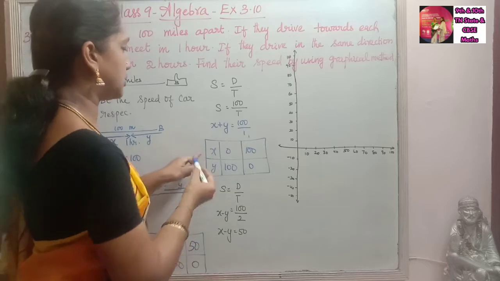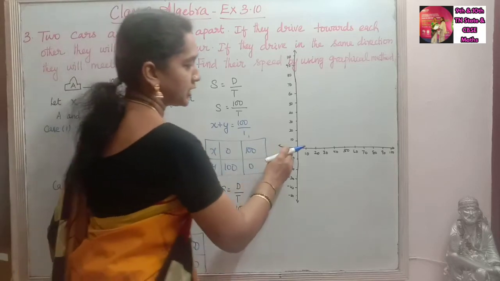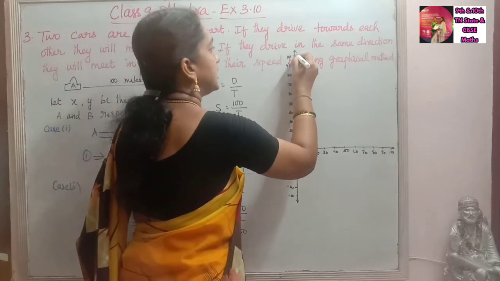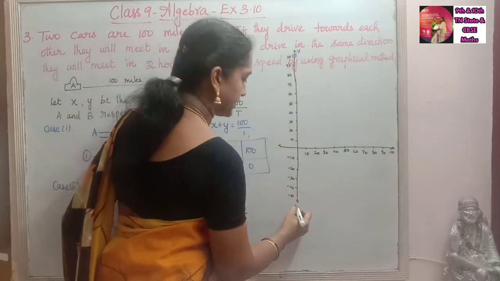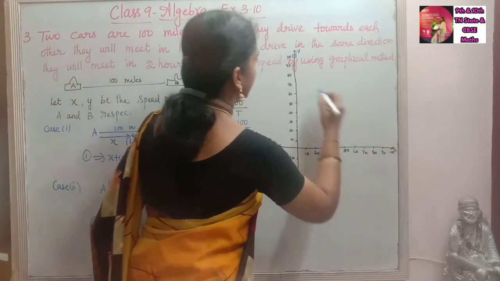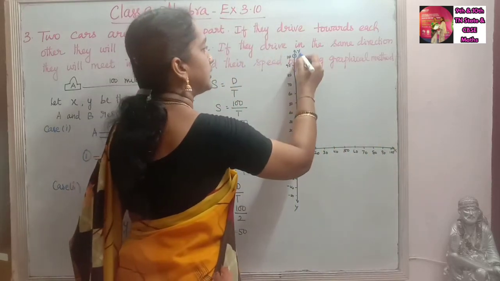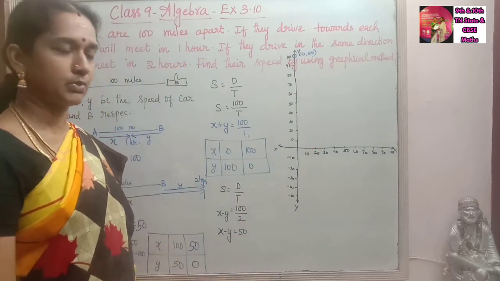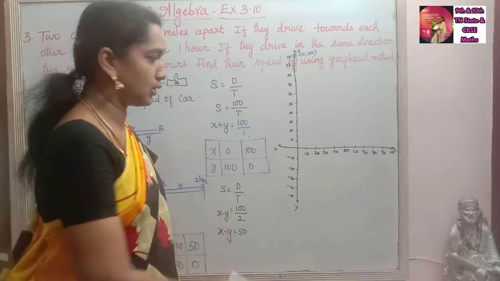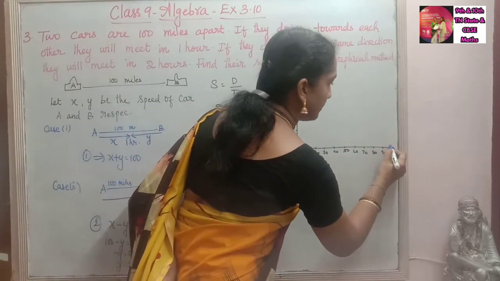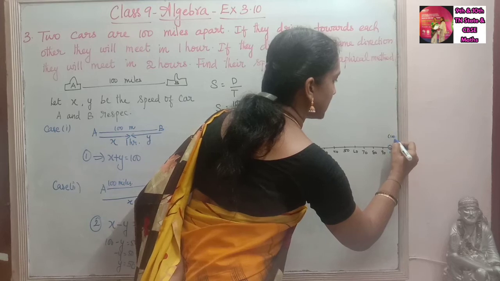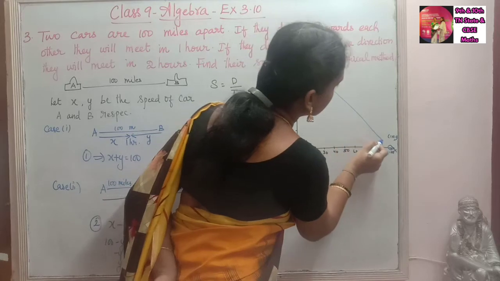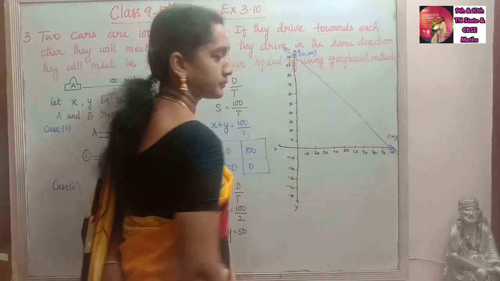Okay, so now the first one is 0, 100. So 0 on the axis and 100, we will get the point here. So this is the Y axis, this is the X axis. We will get 0, 100 at this point, on the Y axis. Then 100, 0. So 100 is here, 0 will be at this point. So this point is 100, 0. So when we join this, we get a straight line here.